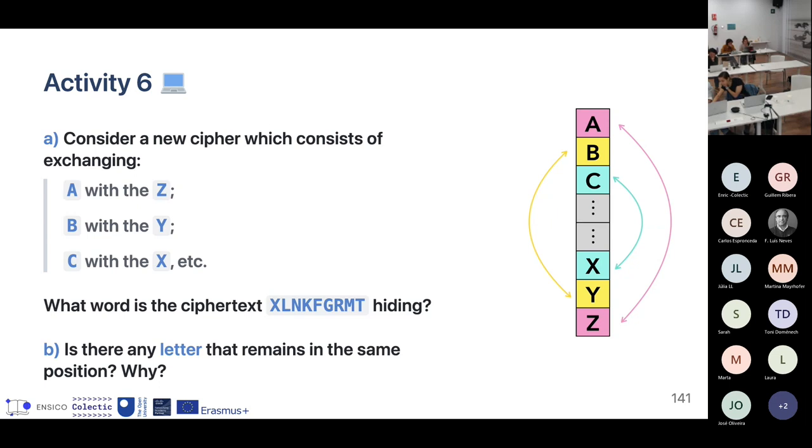Why can't I see? Okay. Okay, so we have five responses, and they're all correct. Perfect. Yeah, very well.